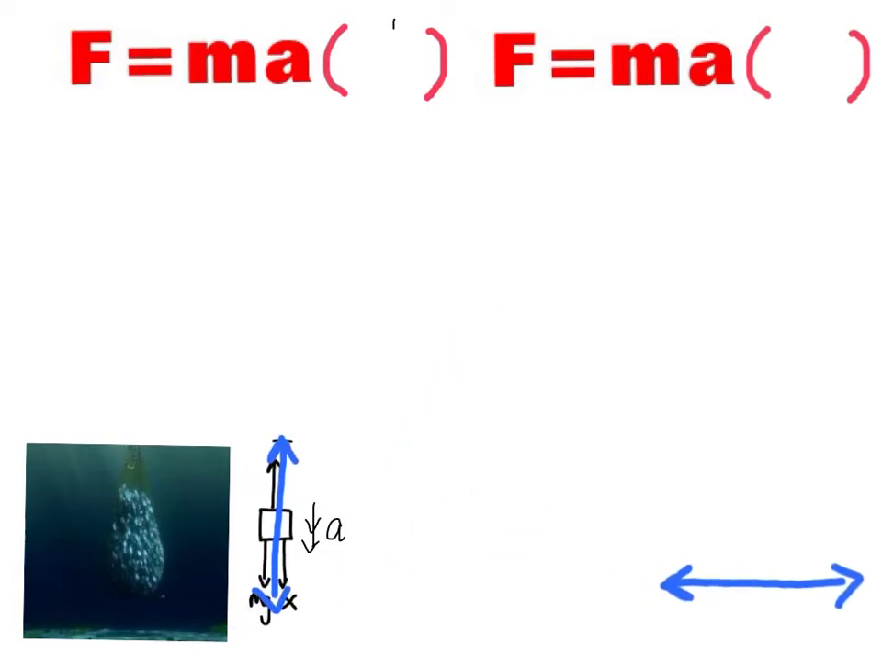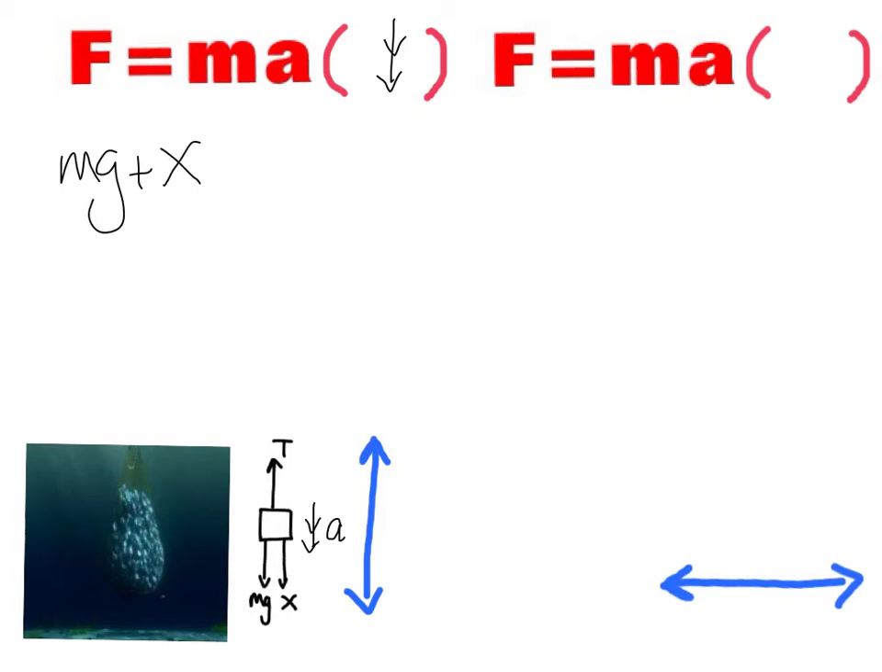So I'm resolving in the direction of the acceleration, which is downwards. So all of the ones going down are going to be positive, and all of the ones fighting them in the other direction are going to be negative. So what have I got going down? I've got mg, that's the weight of the fish, and I've also got X, which is the force coming from them swimming downwards, and then negative going in the opposite direction, so negative T. That's all the forces in that blue direction, up down, and that equals the mass of the fish times the acceleration.